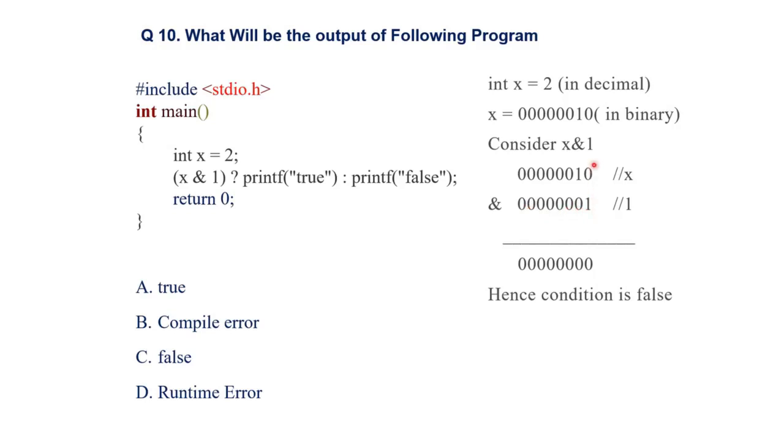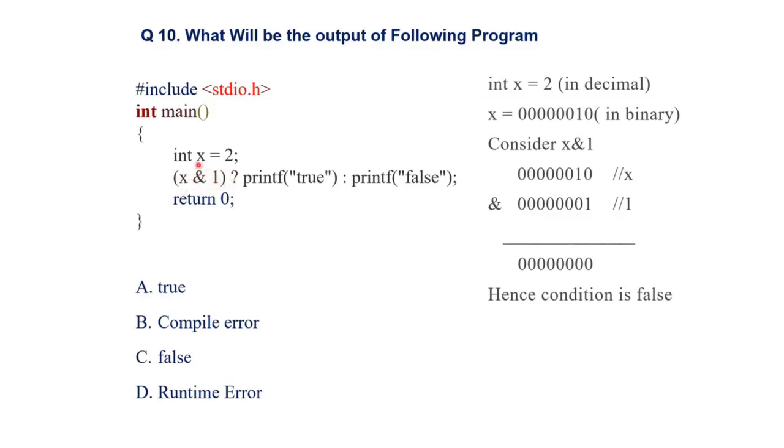So these two values will be ANDed. While ANDing these two values, the corresponding bits are ANDed. So 0 and 1 will be equal to 0, 1 and 0 will be equal to 0, 0 and 0 will be equal to 0, and so on. Hence the output of x & 1 will be equal to 0. That means 0 is equal to false.